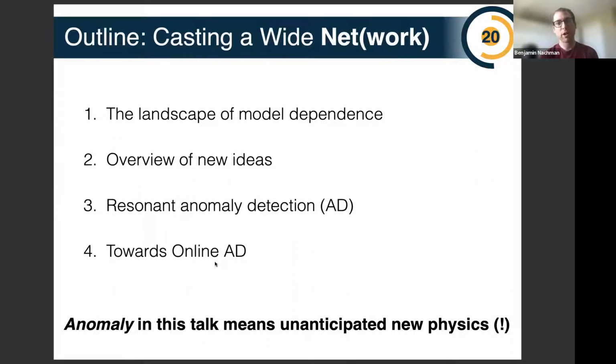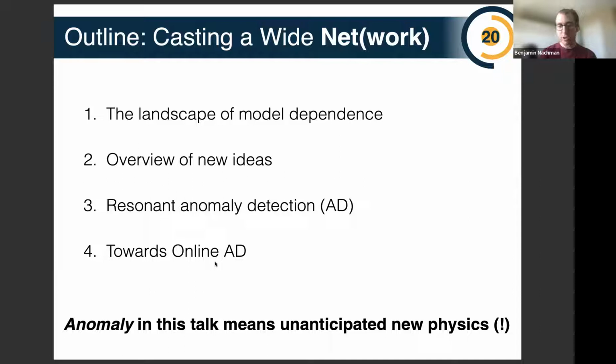So I want to tell you how we can cast a wide net in an effective way in order to be broadly sensitive. First, I'll describe the landscape of model dependence and how that's related to anomaly detection. I'll give you an overview of some new ideas, connecting the machine learning supervision with the underlying physics assumption. I'll give a specific example for resonant anomaly detection. In the last part of my talk, I'll discuss how we can move towards online anomaly detection.